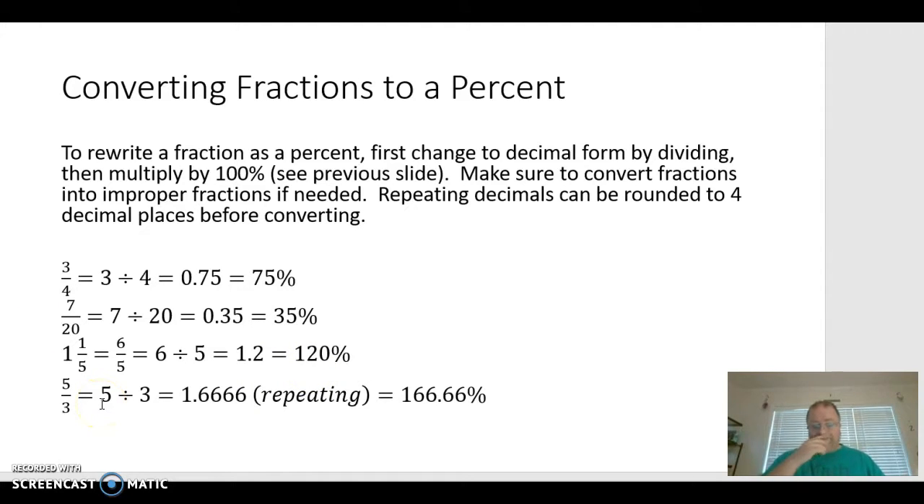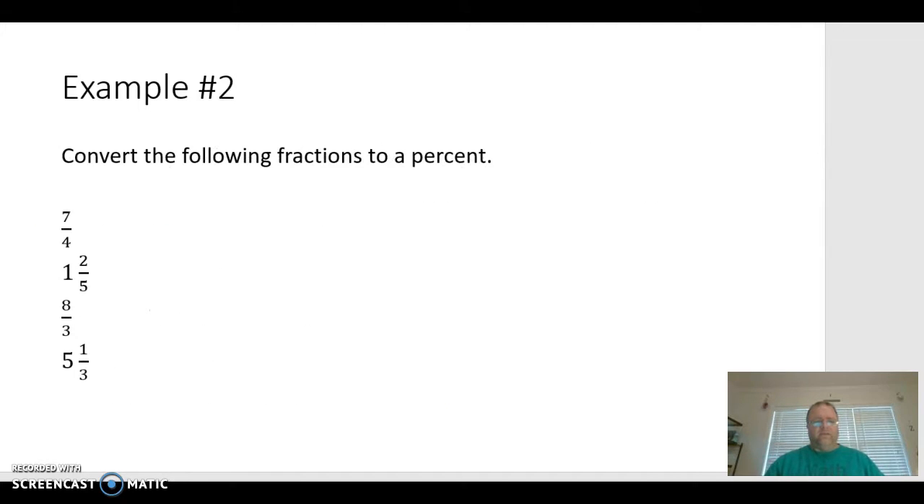And lastly, we have 5/3. So 5 divided by 3 is 1.666, and that goes on forever. That's repeating. So we're just going to round to the 4 decimal places. So that's 1.6666. Technically, if we're rounding it, this last one should be a 7. That's all right for our purposes, and then we're going to get 166.66%. All right, so try a few of these, and then when you unpause, you can check to see how you did.